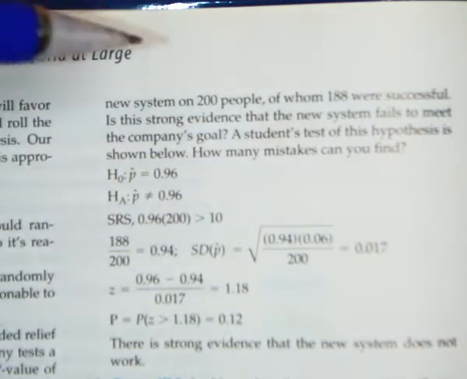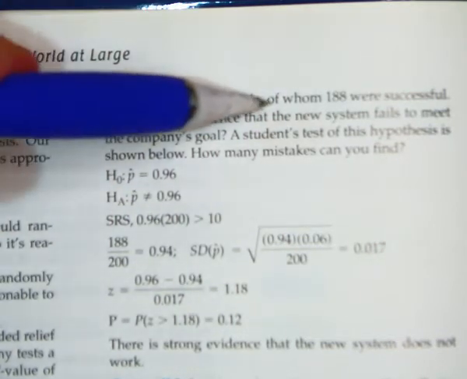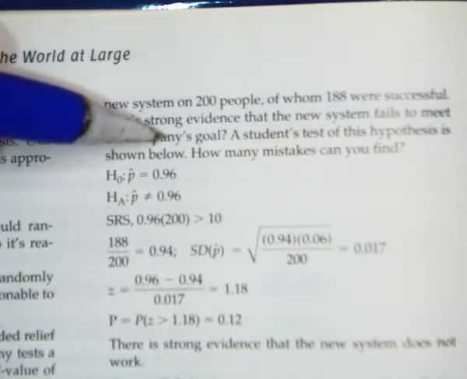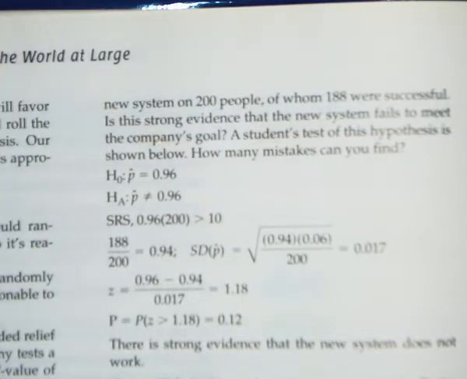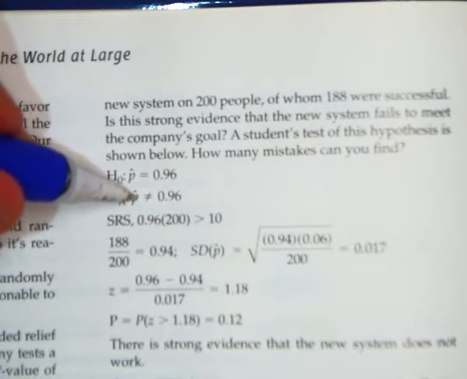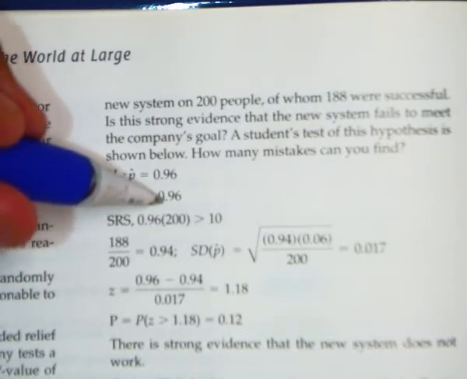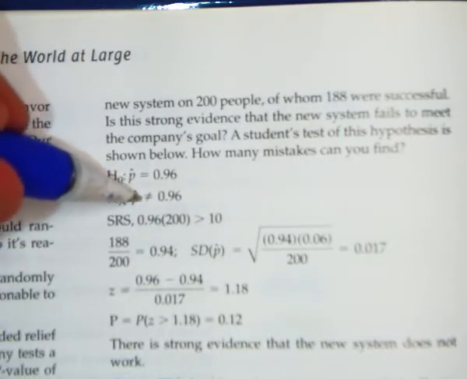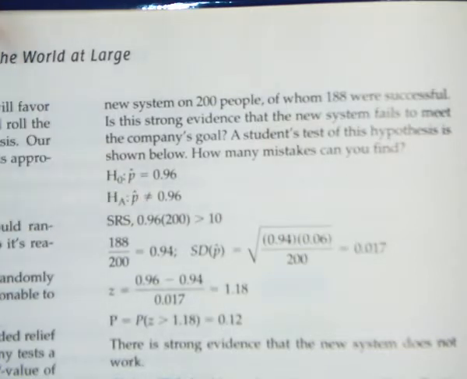Problem two: the question is, is this strong evidence that the new system fails to meet the company's goal? So that means our alternative hypothesis should be p is less than 0.96. So the alternative hypothesis not only should have p, but it should be p is less than 0.96.